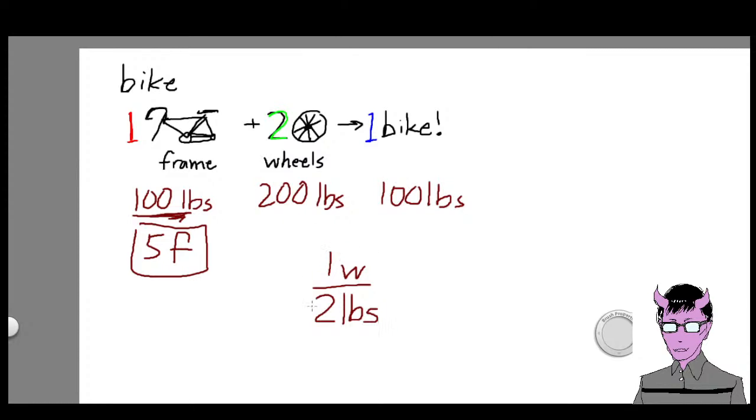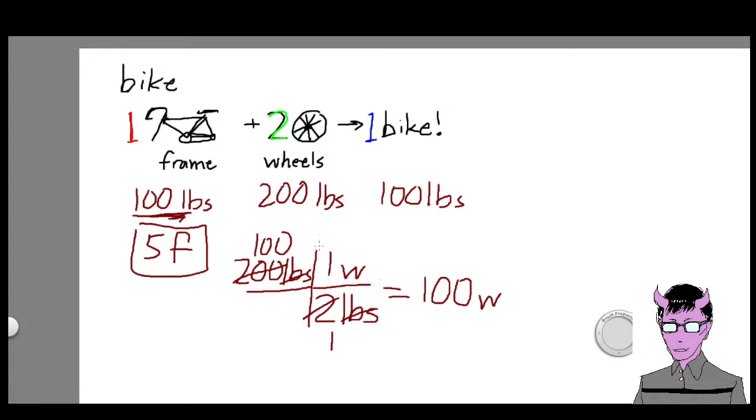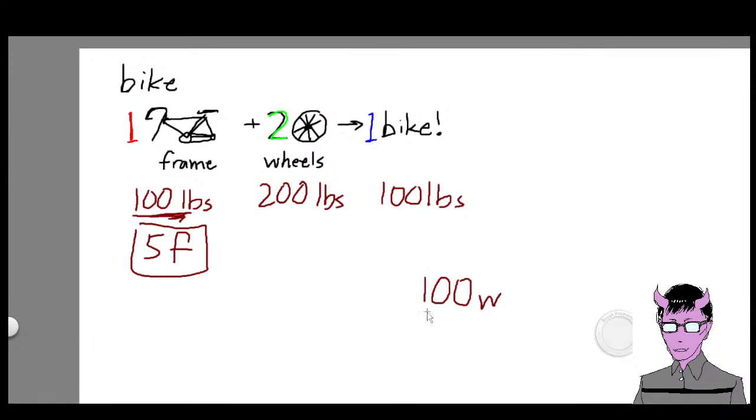And this time I oriented it in the right fashion because the pounds are on the bottom. So given that you have 200 pounds, how many wheels do you got? So cancel your units. Pounds cancel with pounds. As per dimensional analysis, divide top by 2, divide bottom by 2, multiply straight across. 100 wheels. So we already know that that's a way excessive amount of wheels.